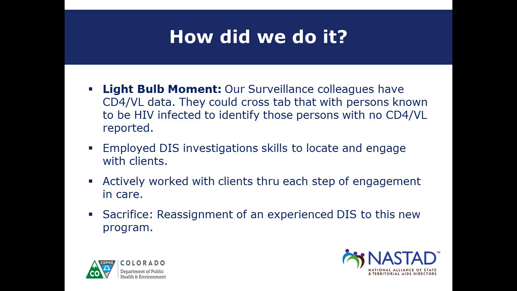So how did we do it? Our surveillance colleagues had the CD4 viral load data that we needed. They could cross-tab the persons known to be HIV infected and identify those persons without a CD4 viral load. So beyond getting the DIS referrals internally, we started working with our colleagues in the surveillance team to develop reports along this. Once we created that list, we employed our disease intervention skills to locate and engage the client, doing a phone call, sending a letter, going in the field and really knocking on that person's door and seeing what was the reason keeping this person from engaging in care.